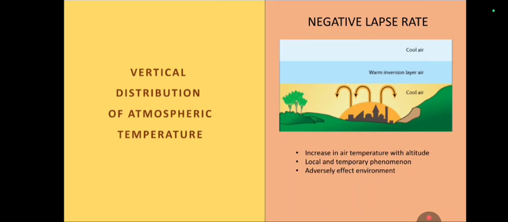This can have a severe adverse effect on weather. For example, a negative lapse rate makes the atmosphere more stable by inhibiting the vertical mixing of air. So, it can trap more pollutants and moisture, leading to increased fog and smoke-like conditions in the area.